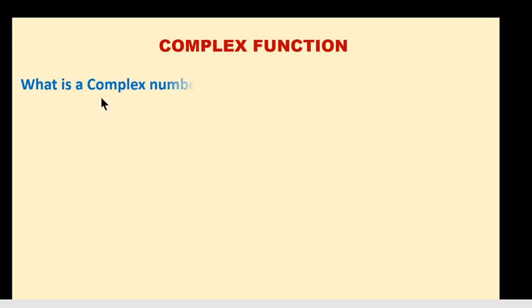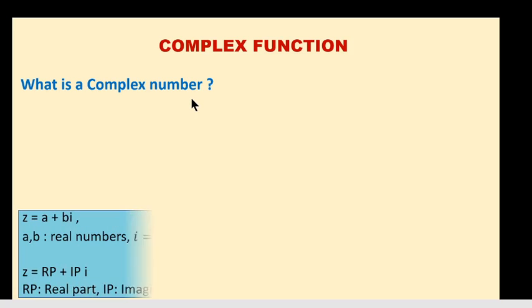To begin with, let us see what is a complex number. A complex number is a number of the form z equal to a plus bi, where a and b are real numbers and i is our imaginary unit, root of -1. This a is called the real part of the complex number, b is called the imaginary part of the complex number. Let us see a few examples of complex numbers.